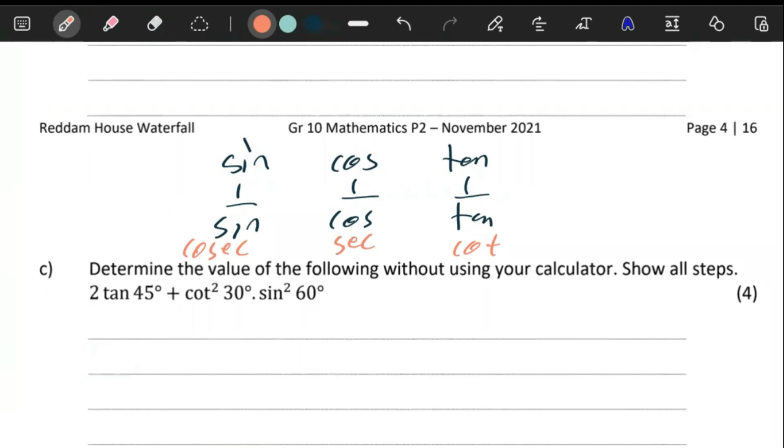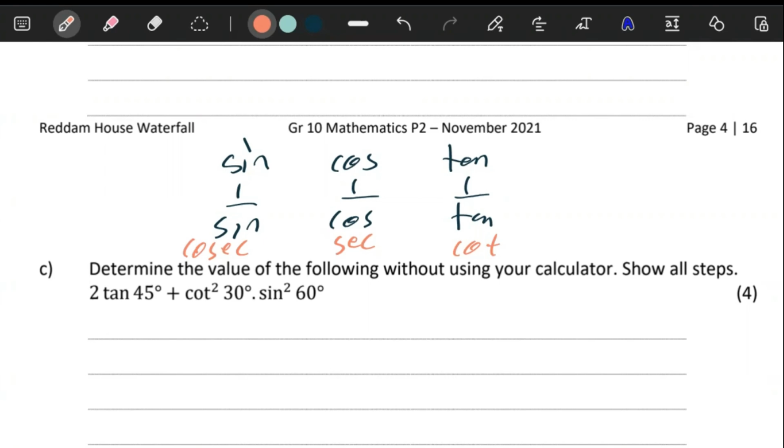If you see these in your trigonometry papers, you want to keep in mind that this is what all these mean.